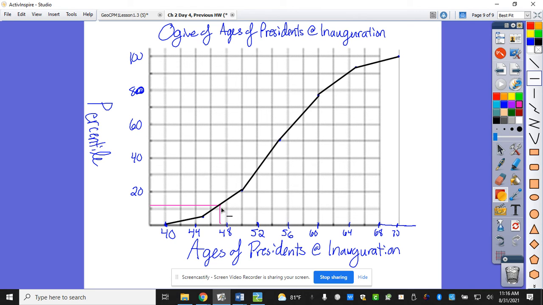Let me tell you, I'd have some people who give me answers that are less than 10 because they can't draw a line versus anything. They draw it here and then straight over. So about what percentile would an age of 47 be? Somewhere in there, so that's 12, 11, something like that.